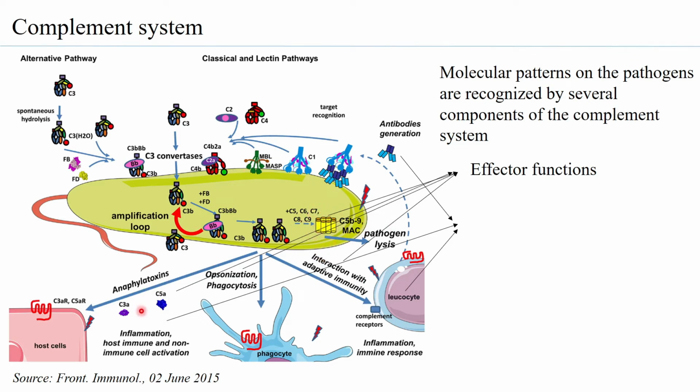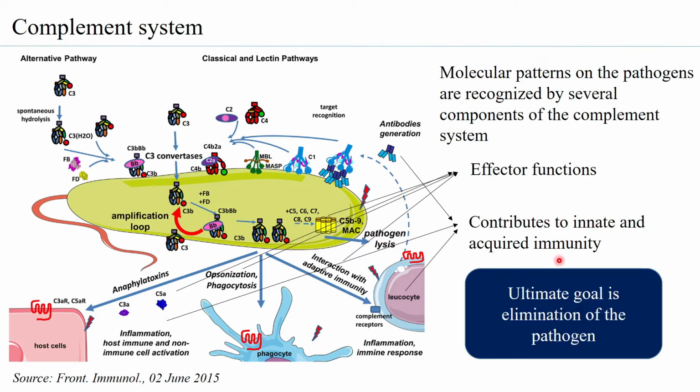Then you have, of course, inflammation. Then you have opsonization. You have interaction with the adaptive immunity. All these are effector functions. So you can see how the antibodies that are generated, along with complement, contribute to the innate immunity, and when B cells get activated, they contribute to the acquired immunity. So the ultimate goal, whether innate or acquired immunity, is the elimination of the pathogen.